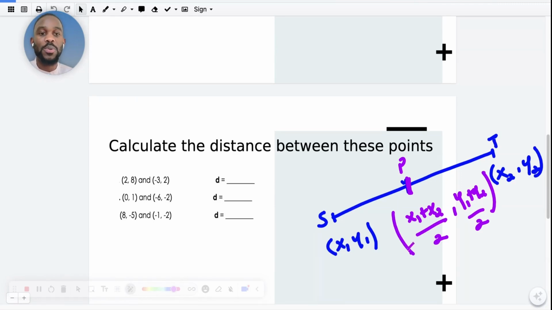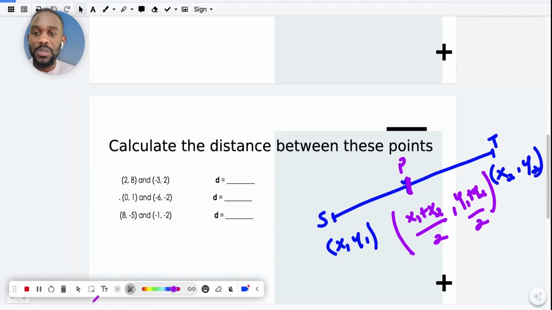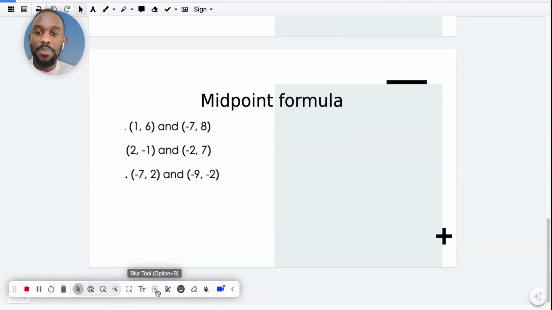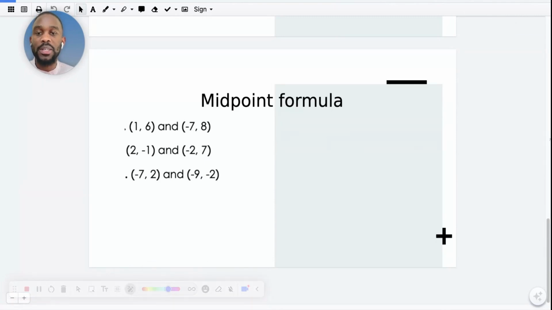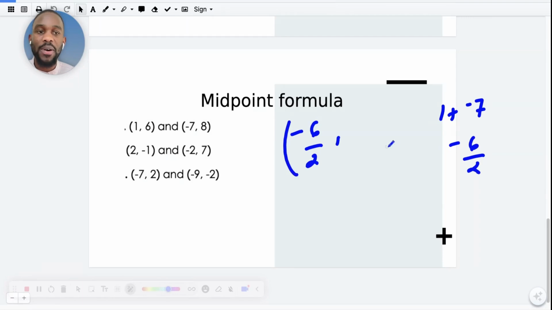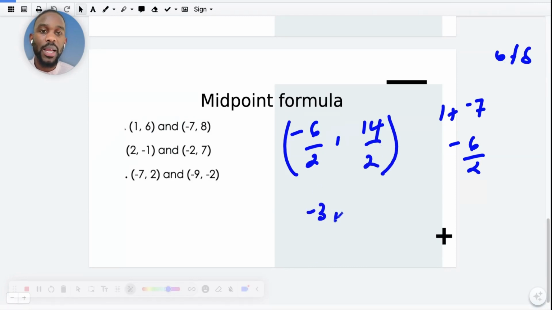So let's look at a few examples where we're calculating the midpoint. Add the x's divided by 2, add the y's divided by 2. That will give you the coordinates of the midpoint. We have 2 points here, and they want us to get the midpoint. Like I said, add the x's. The x here is 1 plus -7, which is -6 divided by 2. If you add the y's, 6 plus 8, that's 14, so 14 divided by 2. This gives you -3, 7. So the coordinates of the midpoint here is -3, 7.